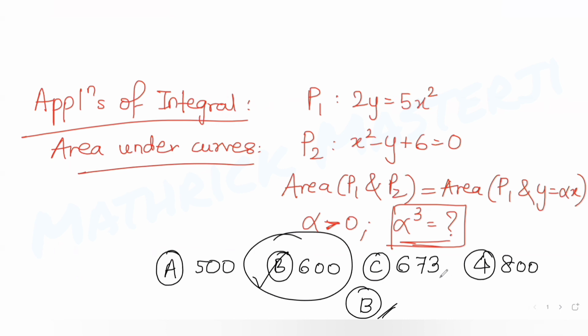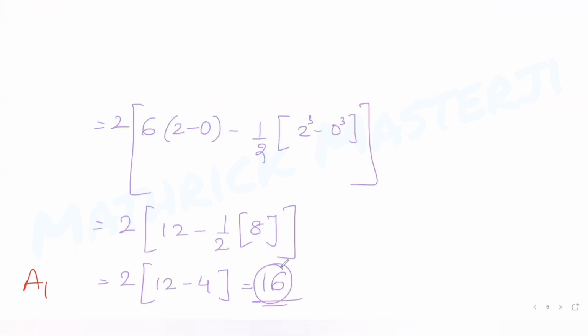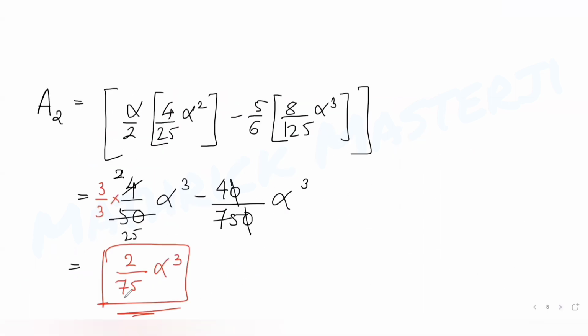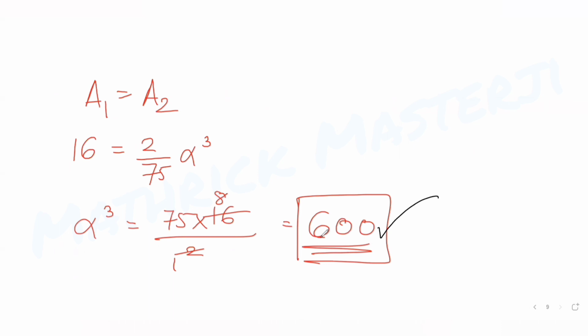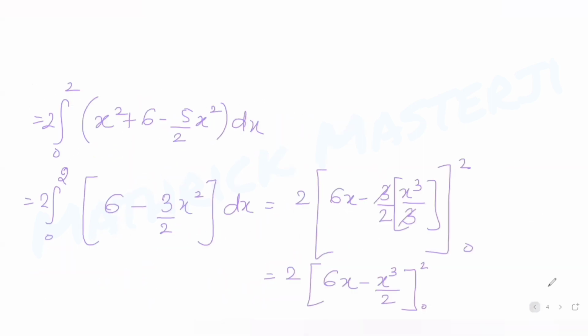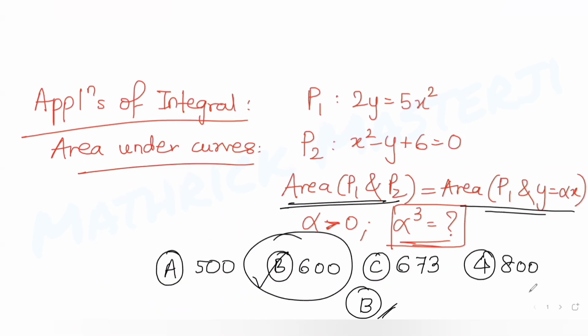I hope you have understood how to solve this type of question. First we figured out the area between the two parabolas P1 and P2. Once we got that, we found the area between the parabola and the line. So I got the two regions: A1 was 16 and A2 turned out to be 2 by 75 alpha cube. Then I equated both of them and that gave me the value of alpha cube as 600, which matches option B.